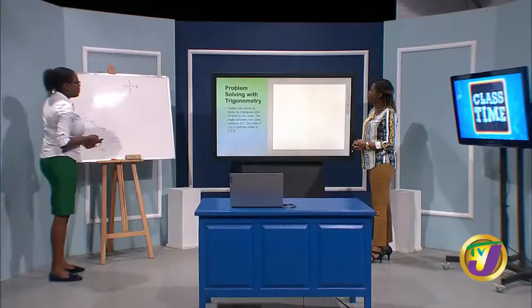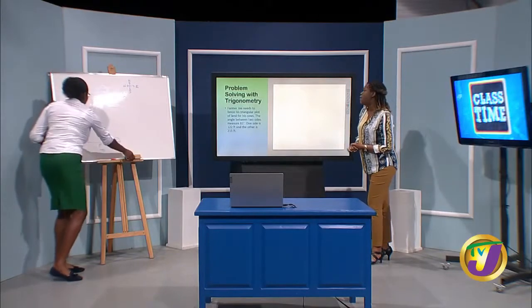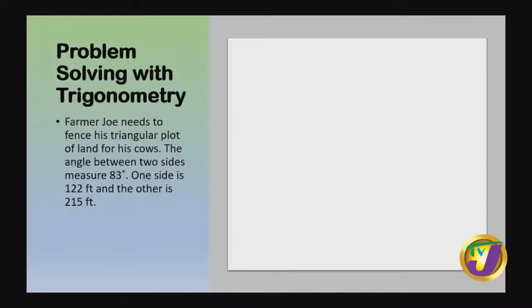So here is another question. Farmer Joe needs to fence his triangular plot of land for his cows. So this man has a triangular plot of land. The angle between the two sides measures 83 degrees. One side is 122 feet and the other side is 215 feet.